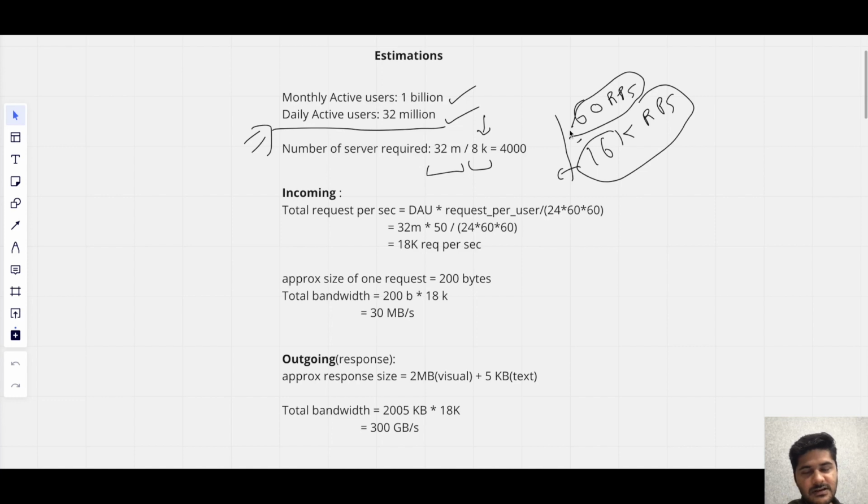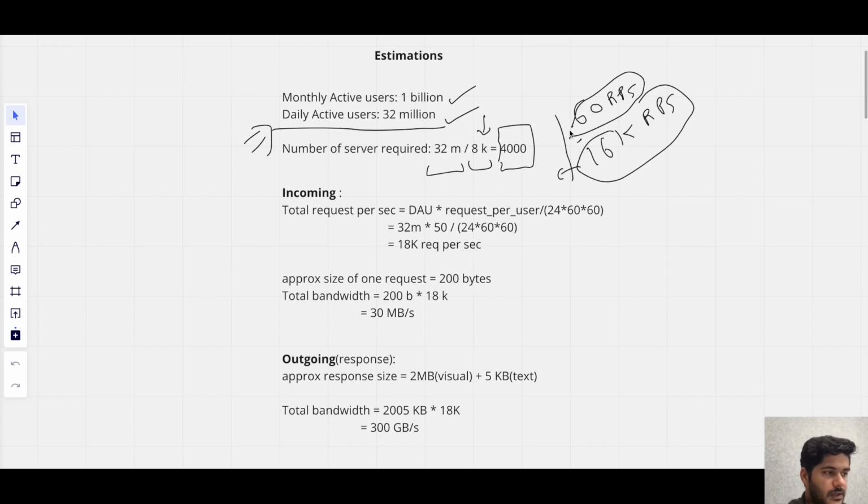And if one server can handle 8,000, that means to handle 32 million, you need 4,000 servers. And a system with 4,000 servers is actually very huge. Now let's estimate how much bandwidth is required when ingress is there, and obviously you will return some response to those ingresses.